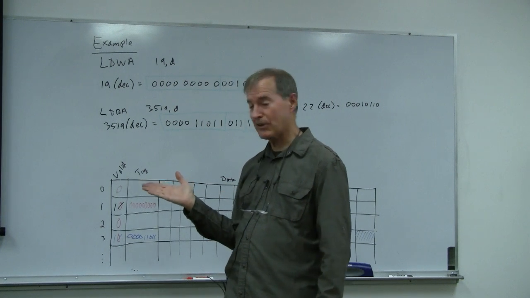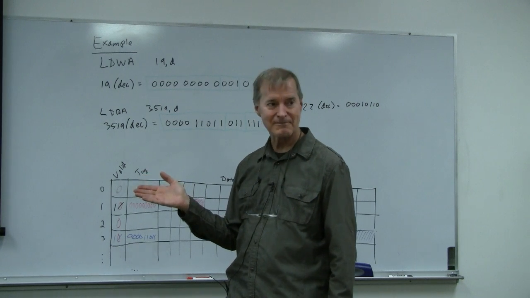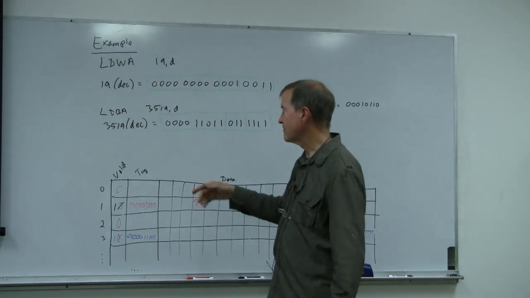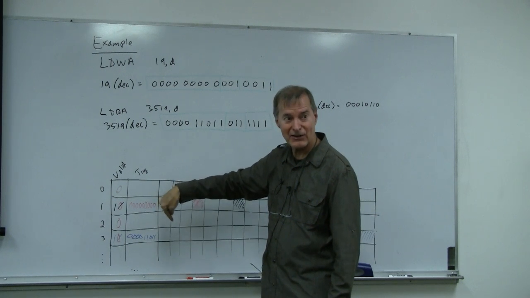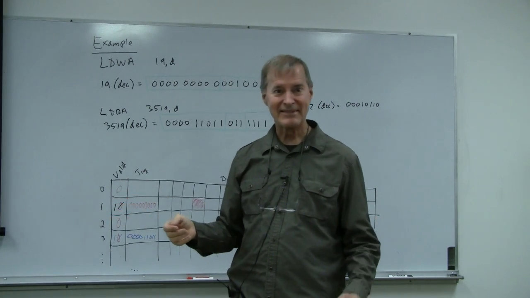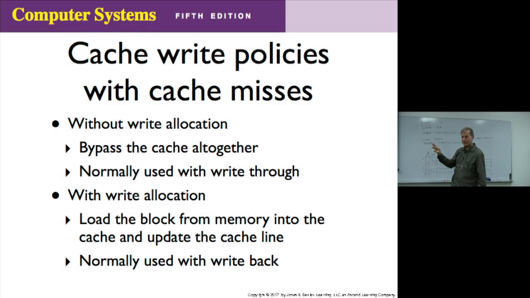Well, that's just half of the problem. The other half of the problem is, what about cache write policies with cache misses? Do you see what I mean? Suppose you do a store word accumulator, and there's not even an entry in there in the first place. Are you with me? That's a whole other scenario. The operative word here is write allocation. There's without write allocation and there's with write allocation. Without write allocation, you bypass the cache altogether. So here's a picture.